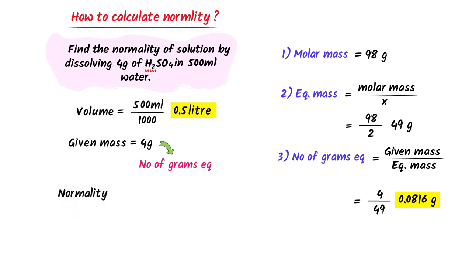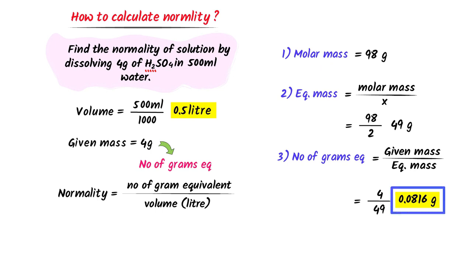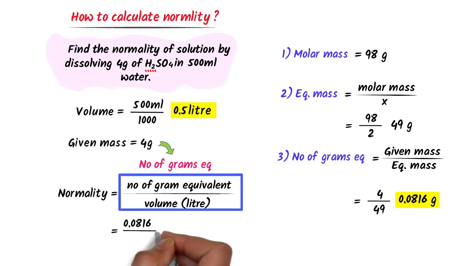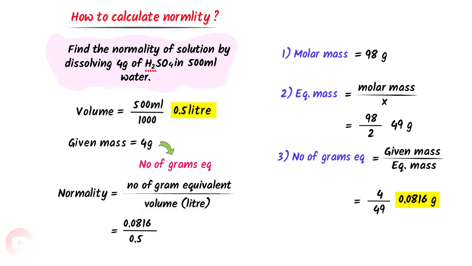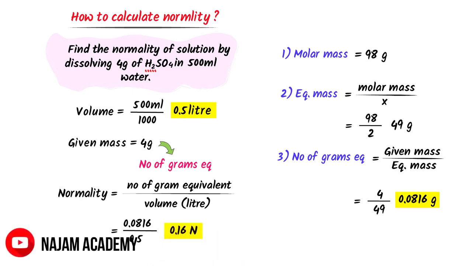The formula of normality is number of gram equivalent of solute upon volume of solution in liter. We know that the number of gram equivalent of solute is 0.0816 gram and the volume of solution is 0.5 liter. I plug in these values in this equation. After calculation, I get 0.16 gram per liter or 0.16 N. So the normality of this solution is 0.16 N.